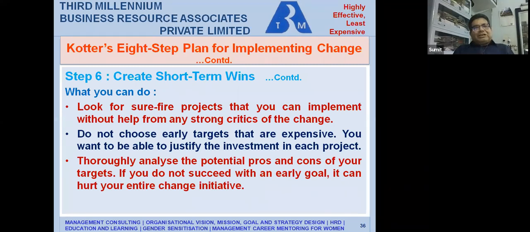So the first point is extremely important. A good change leader will also be able to identify which are the ones where I can get success even if people are resisting, and create success for those points so that gradually people will be convinced over to your side.